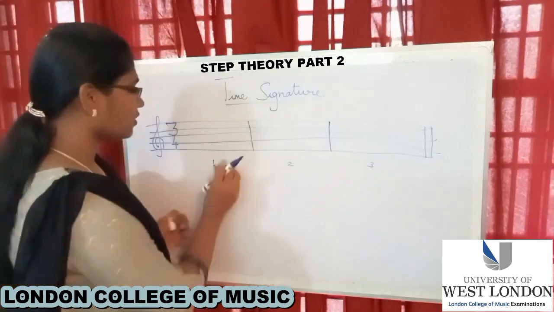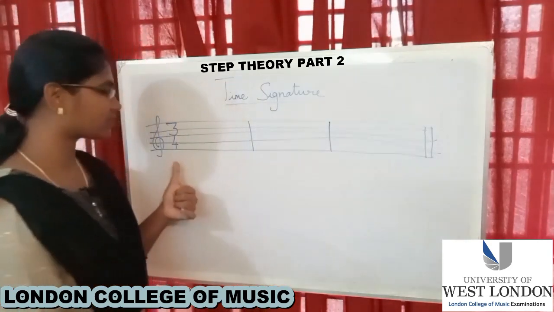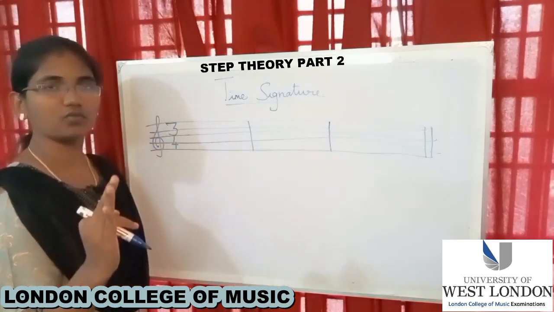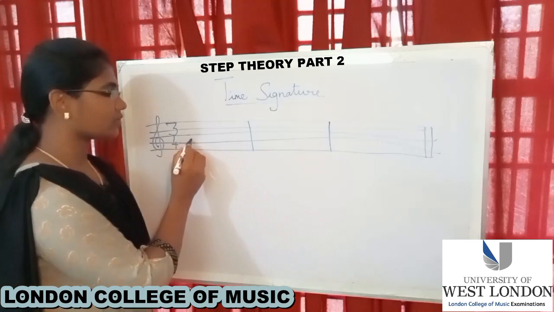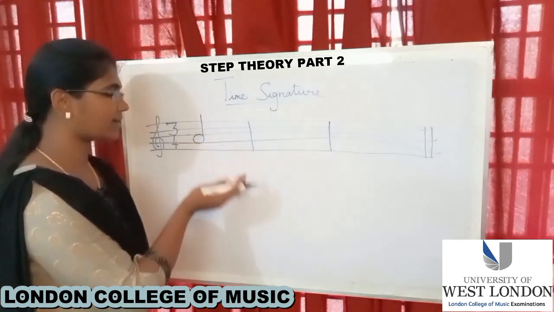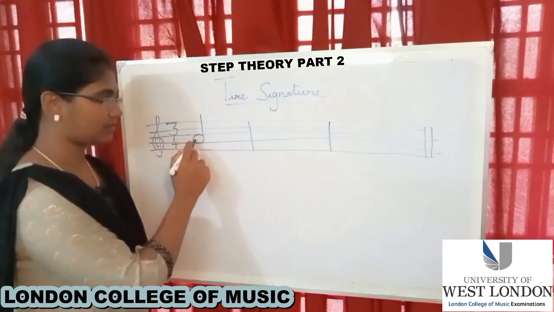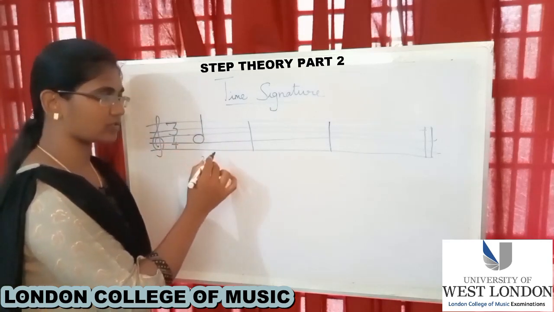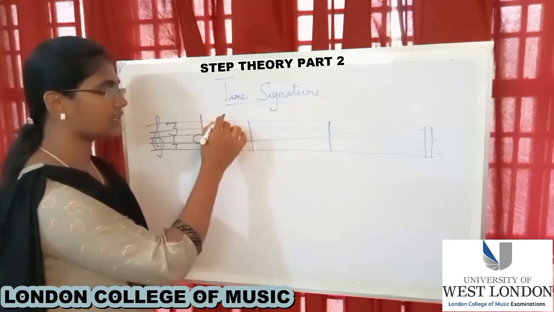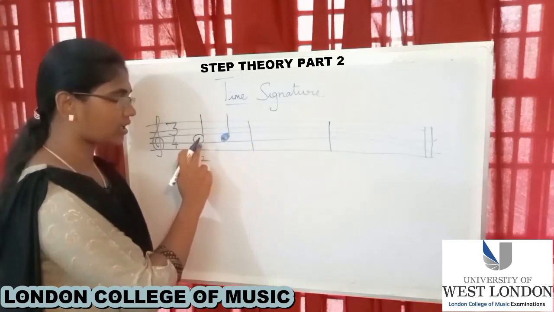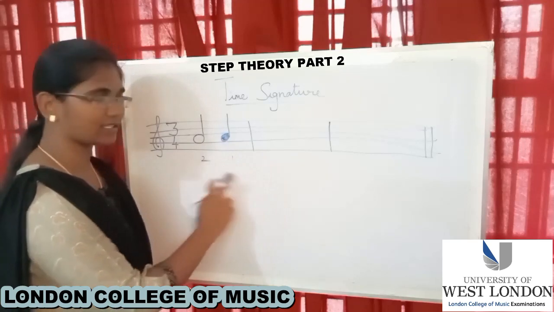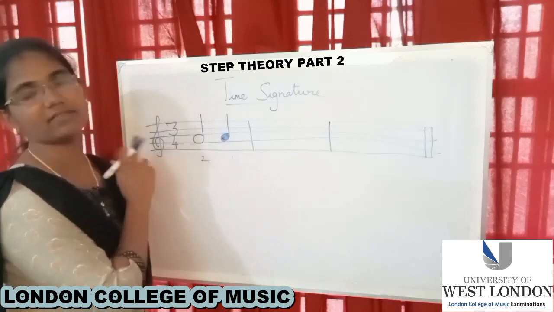In each bar, how many counts will be there? The time signature says in each bar it has 3 counts, 3 beats. If we draw the first note as a half note, what will be the next note to complete our time signature? This note has 2 counts, so only one count is needed to satisfy our time signature. The count value for this half note is 2, this quarter note is 1, so totally 3 counts. So the first bar satisfies our time signature.